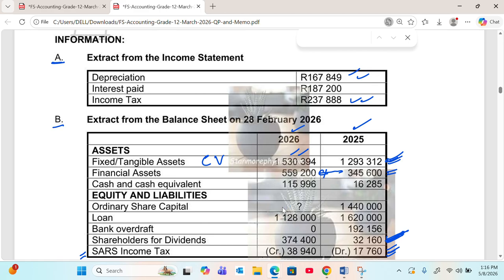Non-current liabilities on the balance sheet, as you can see, we have a loan of how much? 1,620,000. But the loan has decreased in year 2026. Can you notice? To 1,128,000. A loan can only decrease when we are making repayments, when we are paying. That is an outflow of cash. Notice the loan has decreased. We can only decrease a loan when we are making repayments to our loan amount.